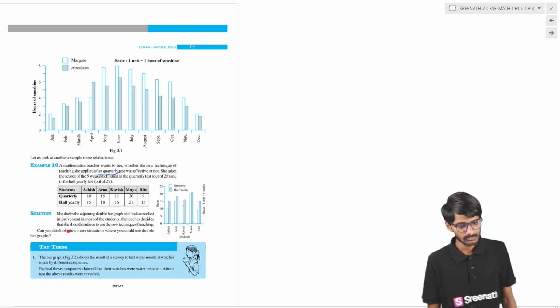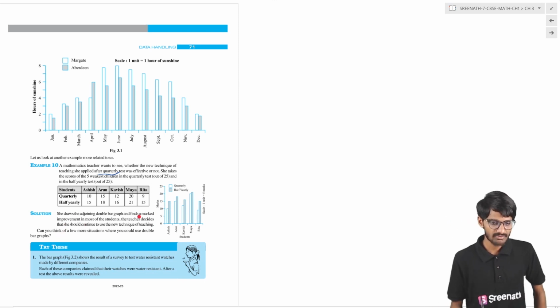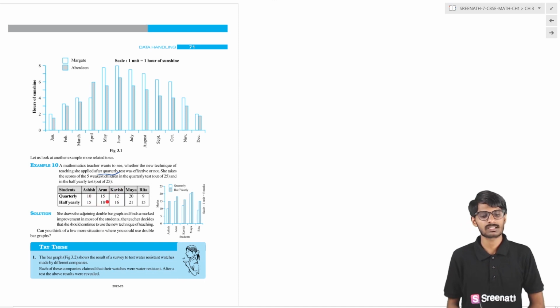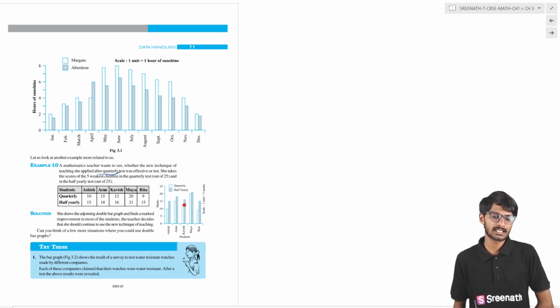By seeing the double graphs, there is a drastic change between these two. That is for Ashish. Ashish has a drastic change. He has increased by 5 marks. And Kavya also has a large increase. She has increased by 4 marks. But this one has 3 marks, like that. So there is a drastic increase here.